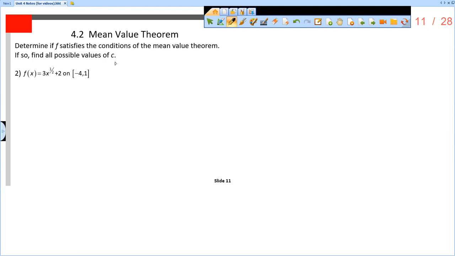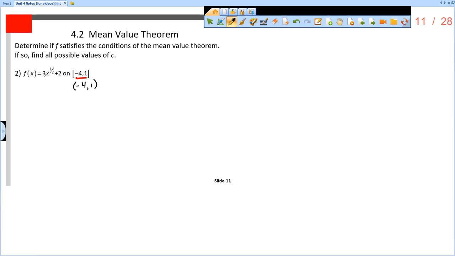All right, so remember, the conditions of the mean value theorem are continuous on the closed interval, so from -4 to 1, and differentiable upon the open interval, so from -4 to 1. All right, so first of all, is this function continuous on the closed interval -4 to 1?